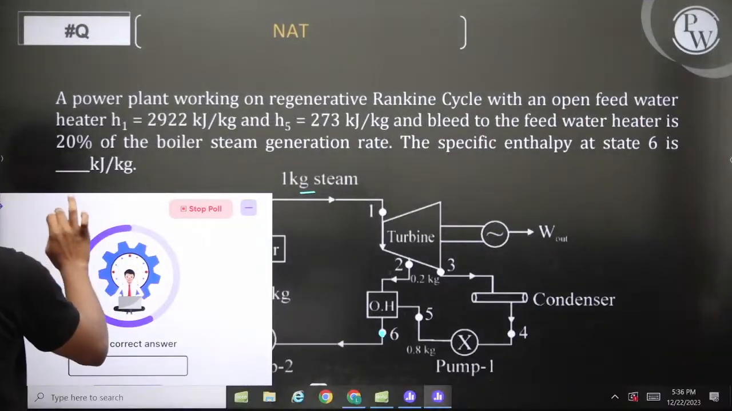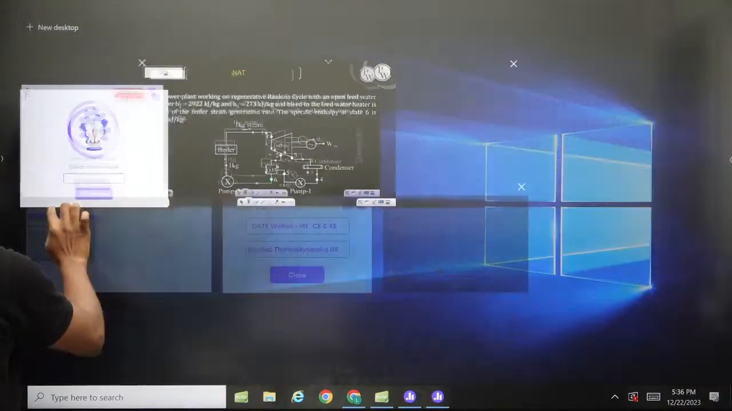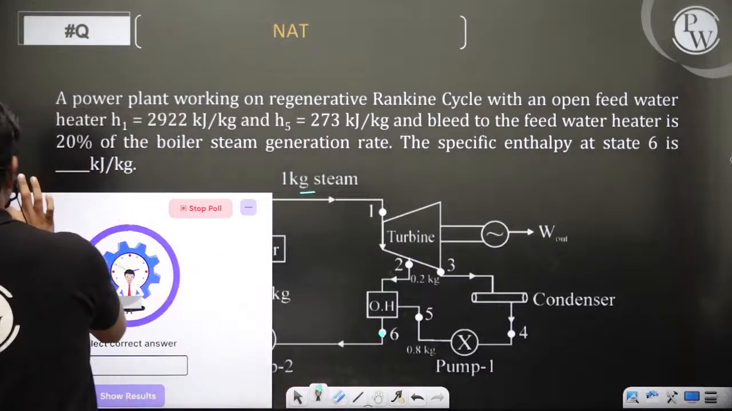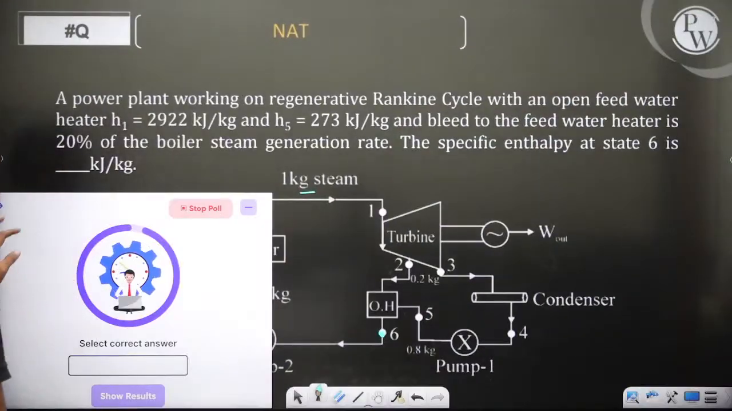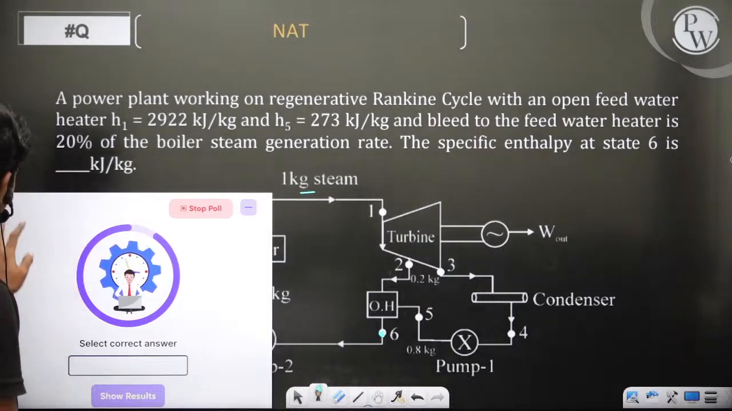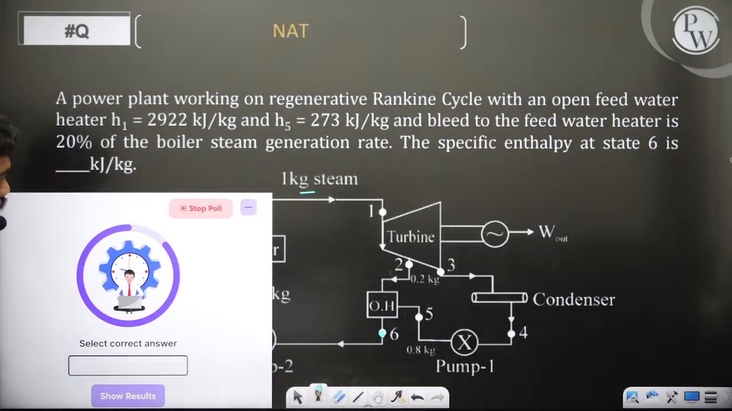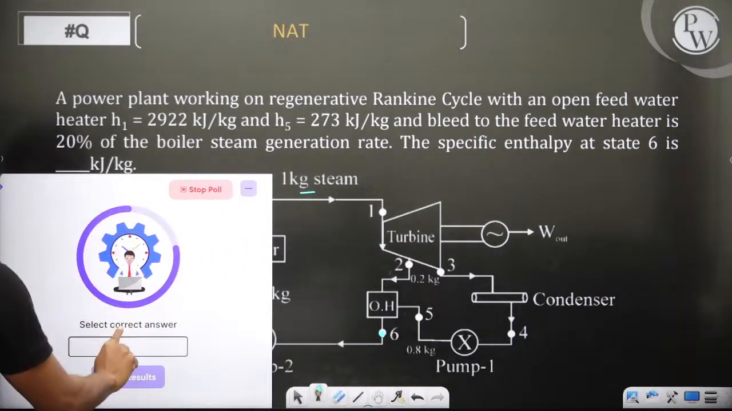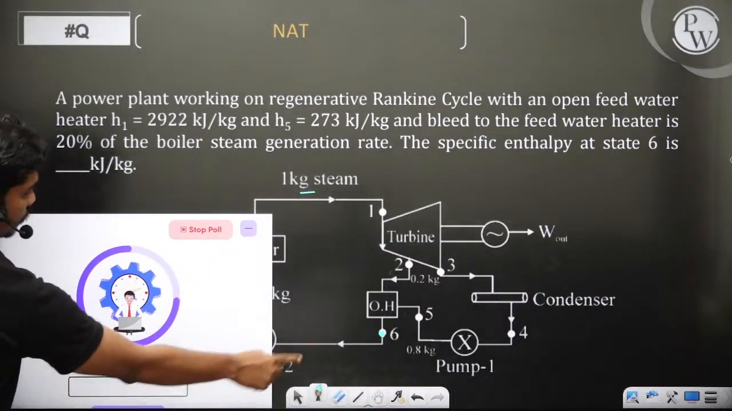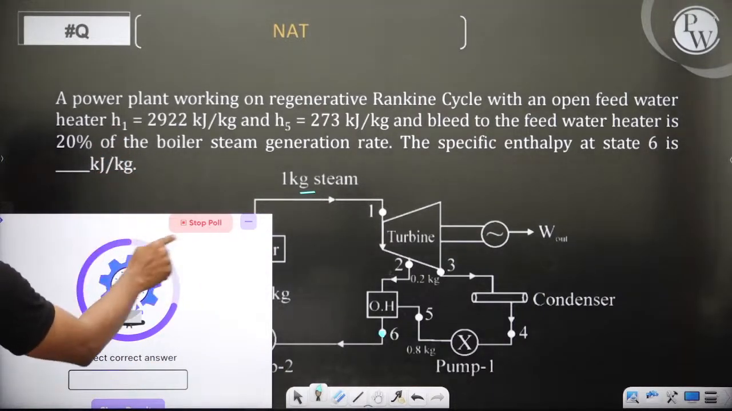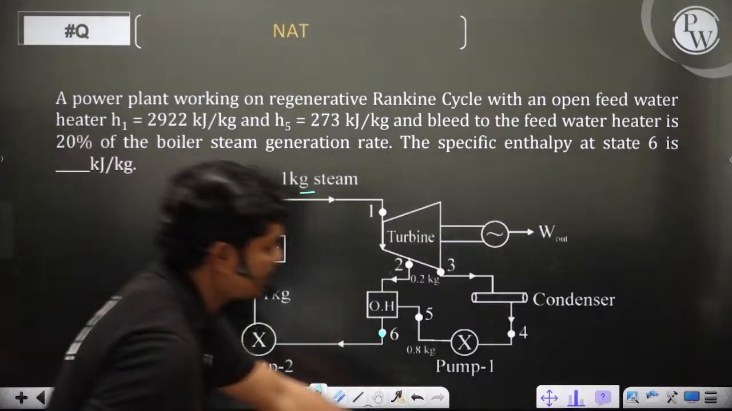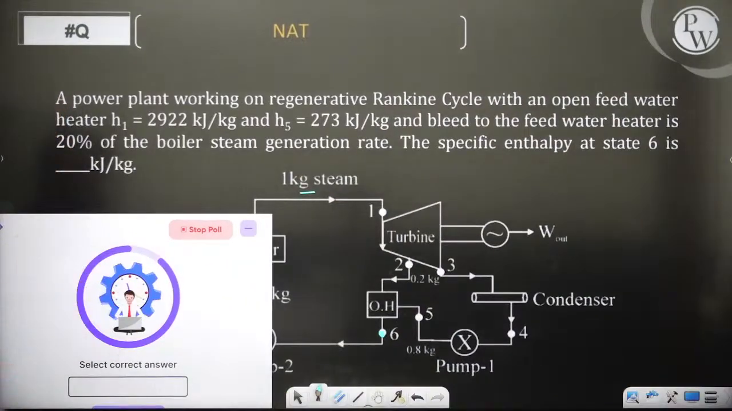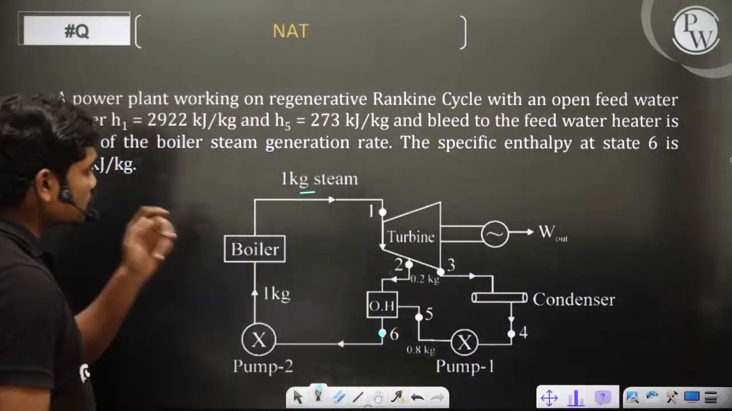Oh, sorry, something is happening here. Solve this question meanwhile. Come on, okay, fine. I'll also solve meanwhile along with you.